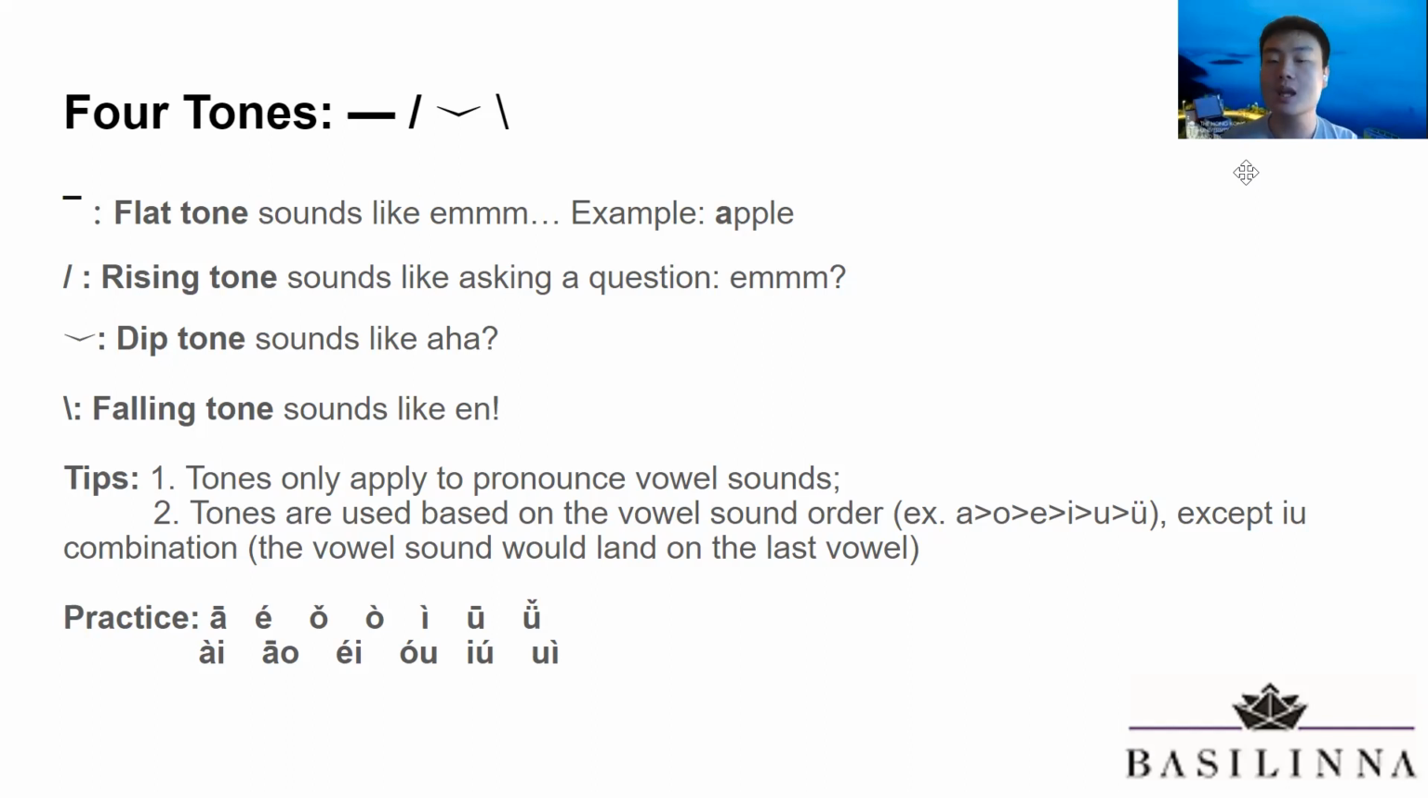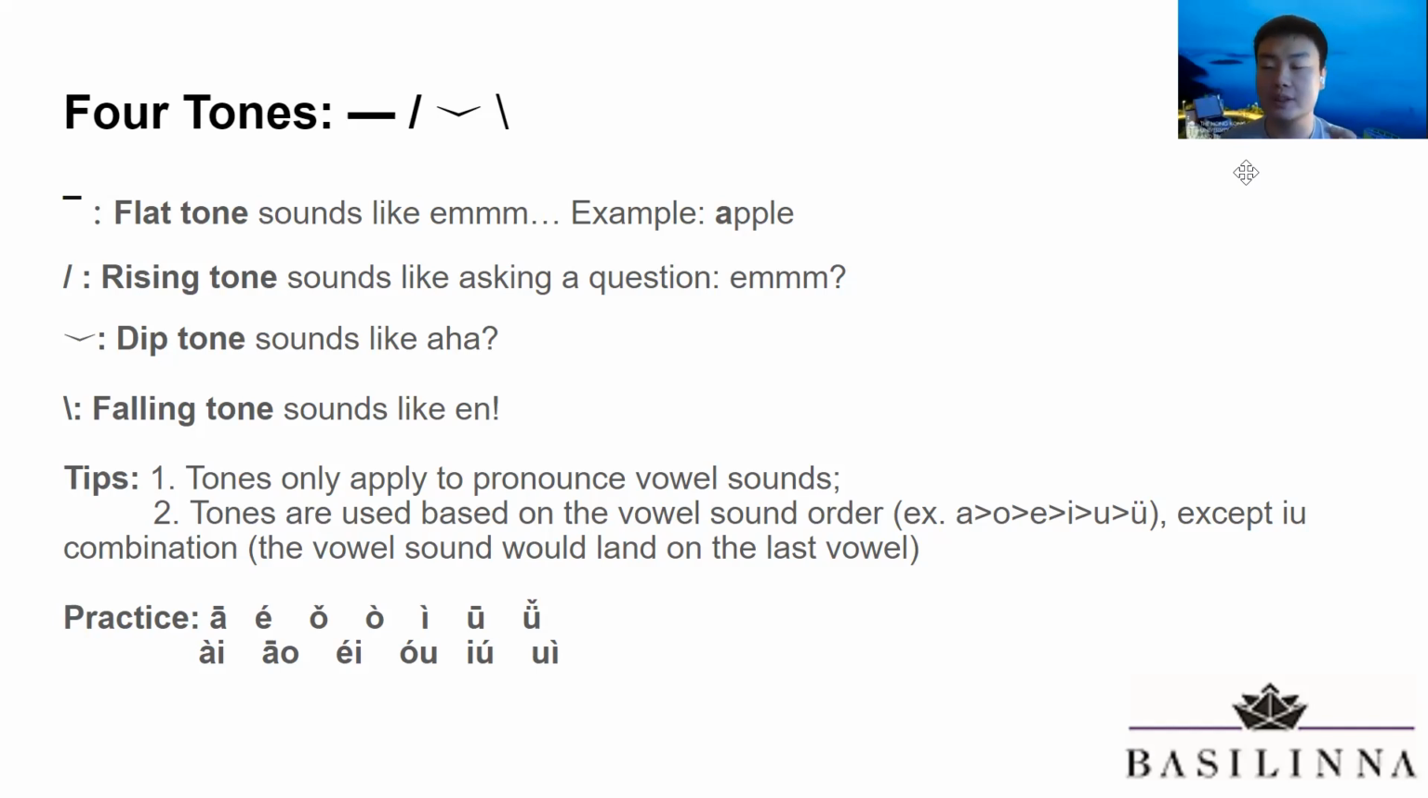So tones are placed based on the vowel sound order. For example, if you meet an a, you should stress the tone on the a rather than the o. But if there is only an o, you should stress the tone on the o. So you should follow this order. But there is an exception: when you meet i and u together, you should stress the last vowel.